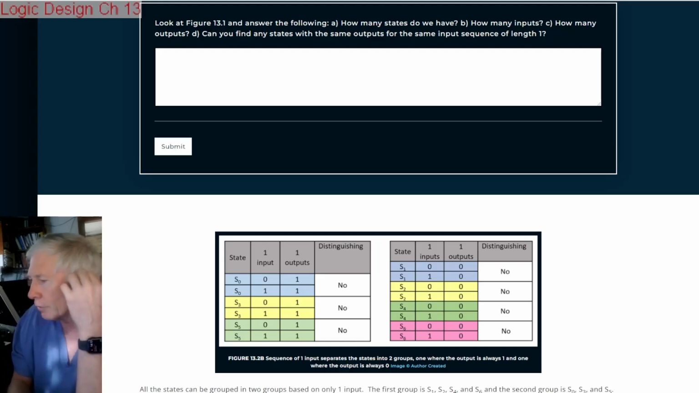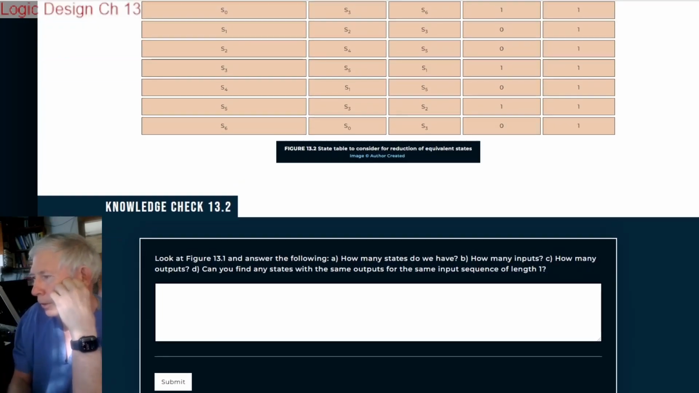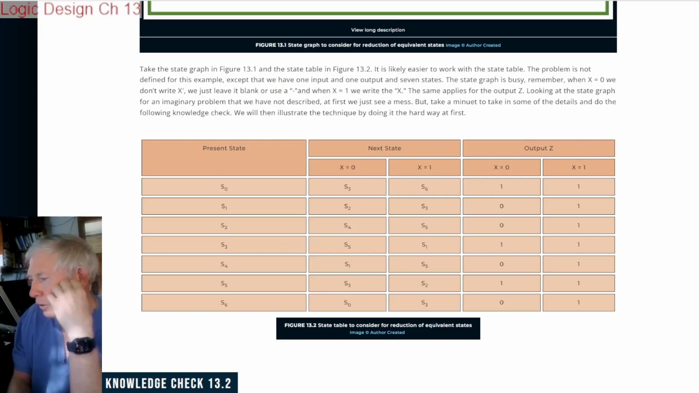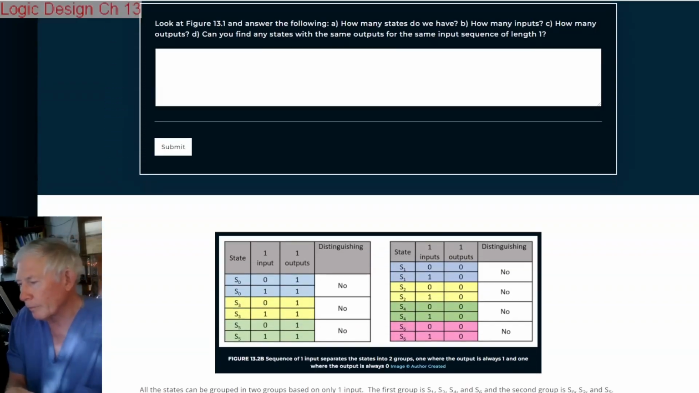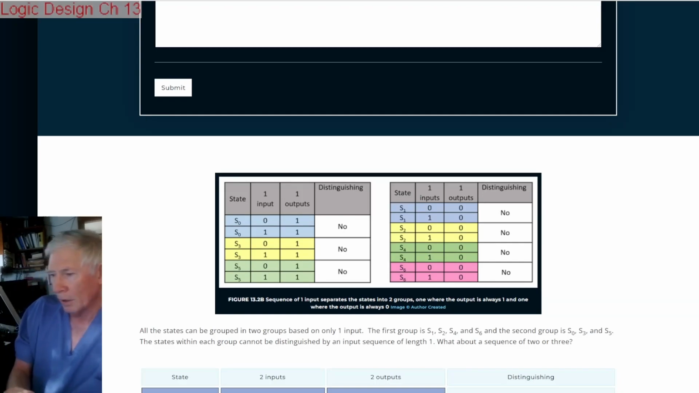Let's see. Did I do this wrong? Oh, yeah, that may be a mistake because the outputs are 0, 1. Yeah, all right, that is a mistake. I can't fix this, so I'm going to have to submit a request to get that fixed.